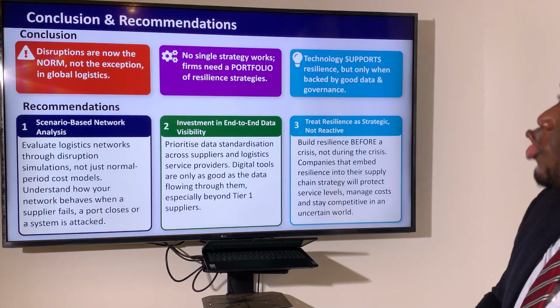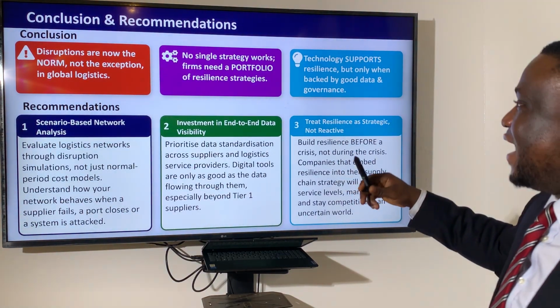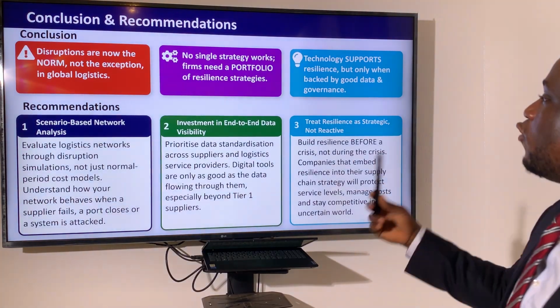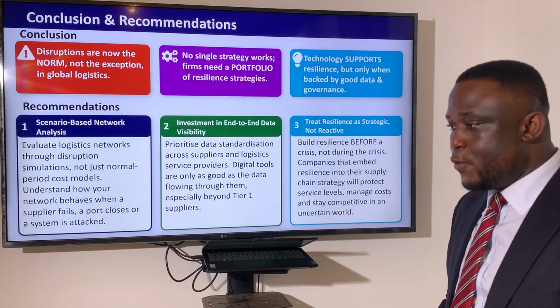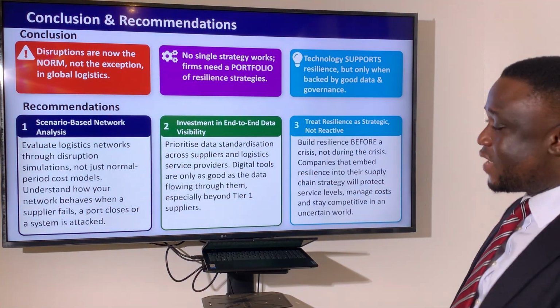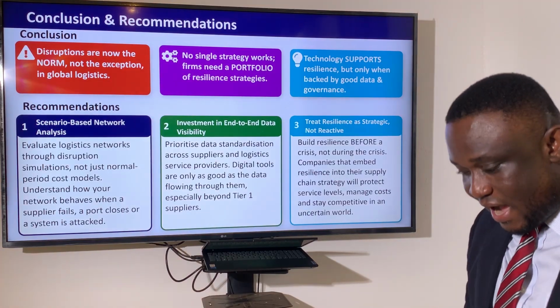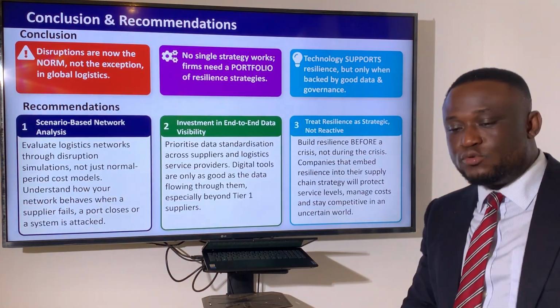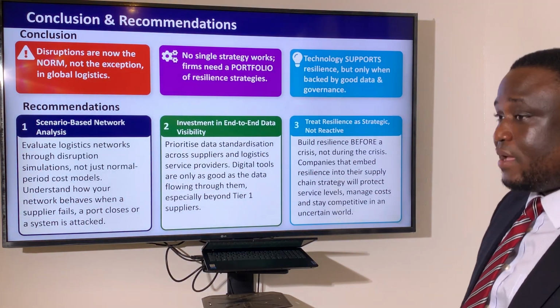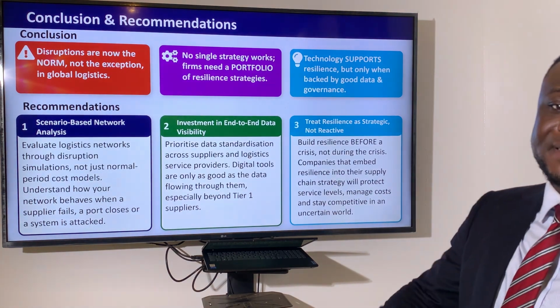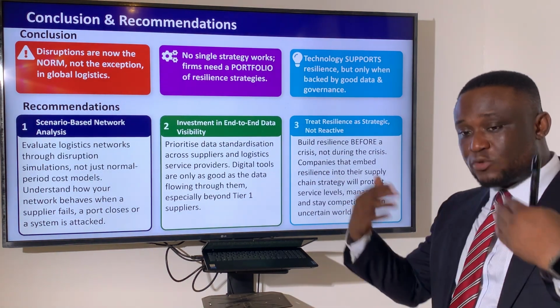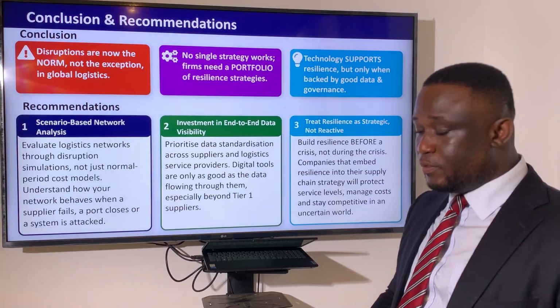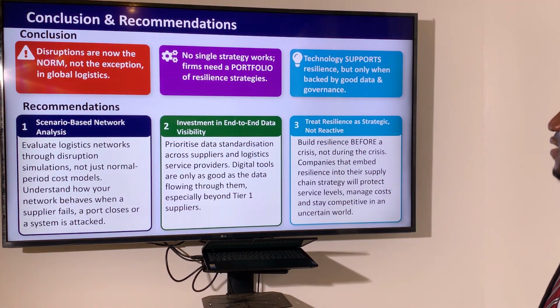Health issues, global pandemics, they can all happen in a minute. And then no single strategy works. And therefore, firms need a portfolio of resilient strategies. We can build a strategy today. For example, we can build a more technological strategy today that seems to solve the current issue. But as I said, there can be cybersecurity attacks that will bring us back to square one, back to the drawing board, to be able to come up with new strategies.